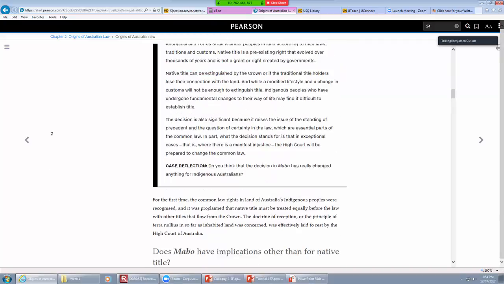All right, let's look at case reflection. It says, do you think that the decision in Mabo has really changed anything for indigenous Australians? Let's just take 1 minute, just maybe 1 or 2 contributions, and we'll take a break. Anyone? Sorry? Massive. It has changed them massively? Okay, so how do you think the decision changed them massively?